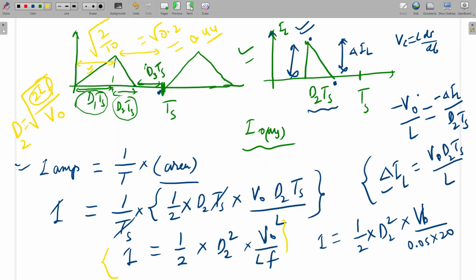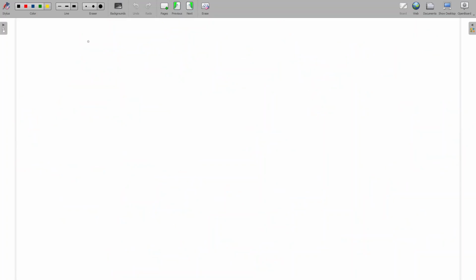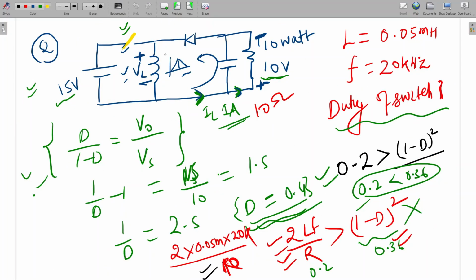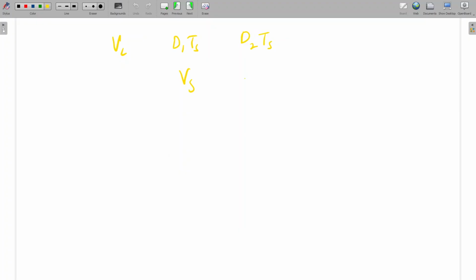So how can we calculate the value of D1? I'm going to write the volt second balance across inductor voltage. So VL during D1 Ts time, what will be the value of VL? VL will be Vs. And during D2 Ts, the current is conducting in this way and this path is closed. After D2, this current will be 0. So it will be minus V naught for the D2 time period.